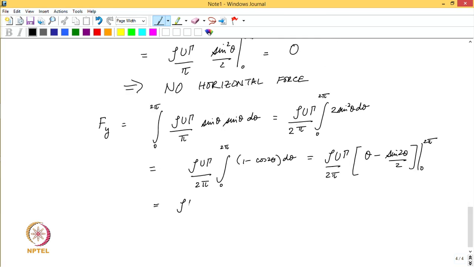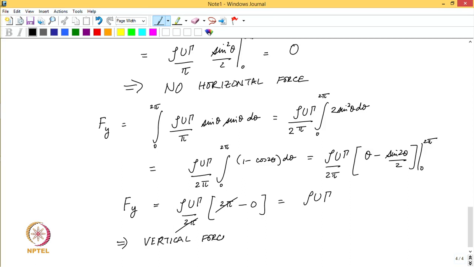So, let us do this. We have rho u gamma by 2 pi, and theta will just become 2 pi. Note that sin 2 theta at 2 pi and 0 is 0. So, we will just have 2 pi minus 0, and this 2 pi will cancel with this 2 pi. So, we get rho u gamma. That is the force per unit length along the vertical direction, the vertical force, which I can say per unit length, or you can put it as depth, it is the same thing, the depth of the cylinder.